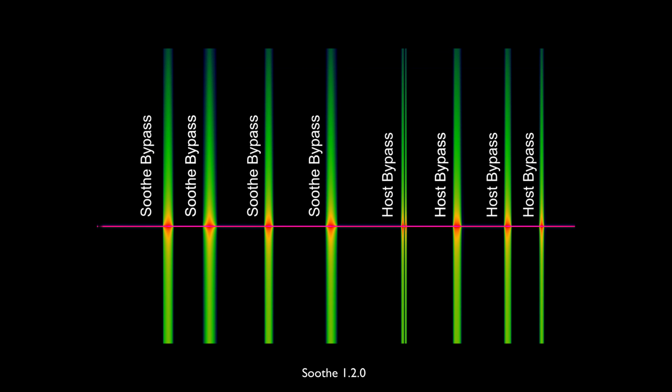So Soothe and the host bypass look exactly the same in this spectrograph. We can see a lot of noise that happens as soon as we click the bypass on and off. That's not good. But you may ask, can you fix that?